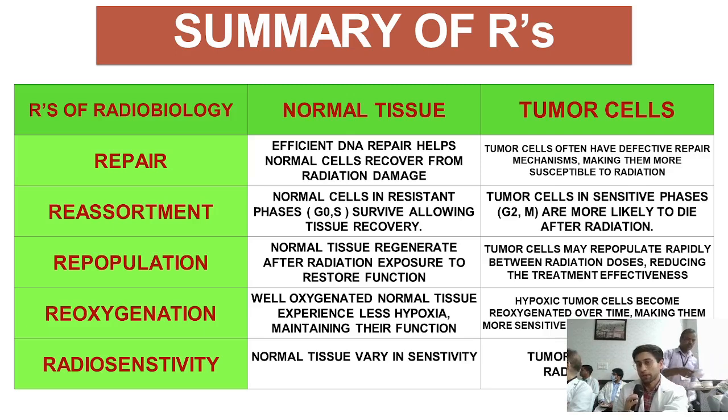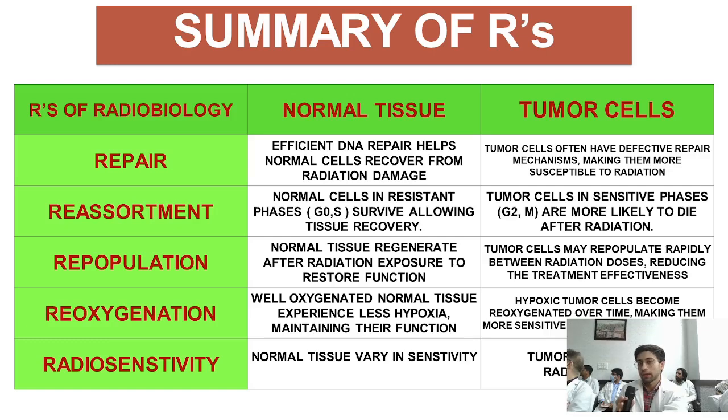If I talk about repair, we want our normal tissue to get repaired after radiation damage. And if we give enough time, the normal tissue is going to repair nicely, because they have a good repairing mechanism. If we compare with tumor cells, they have a weaker mechanism, and they're not going to repair as nicely as the normal cells. So eventually they're going to die.